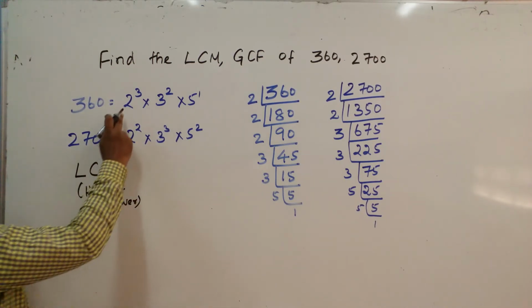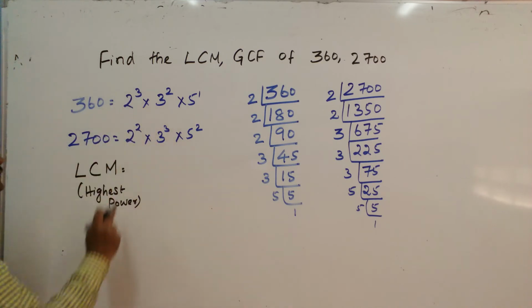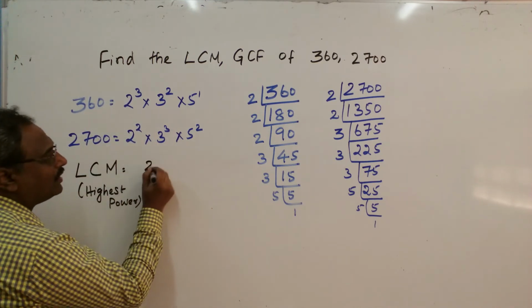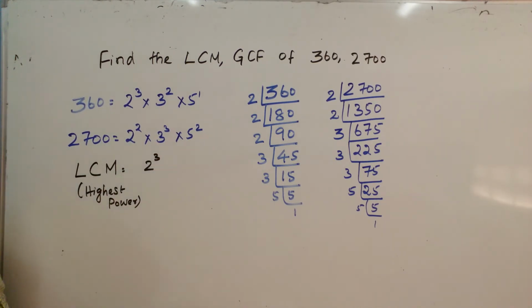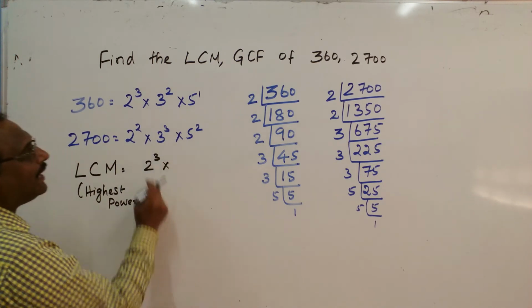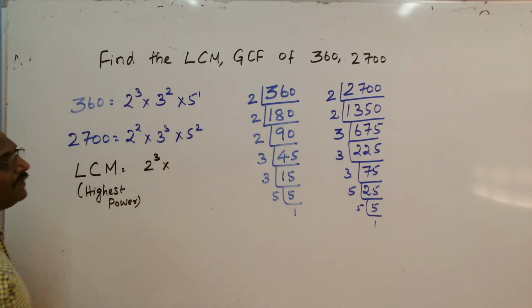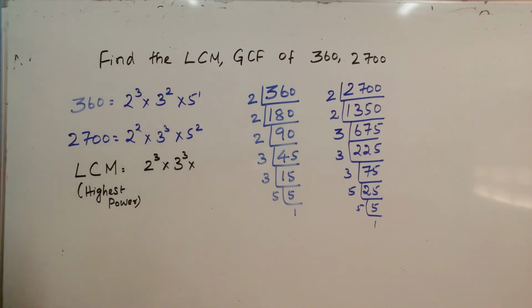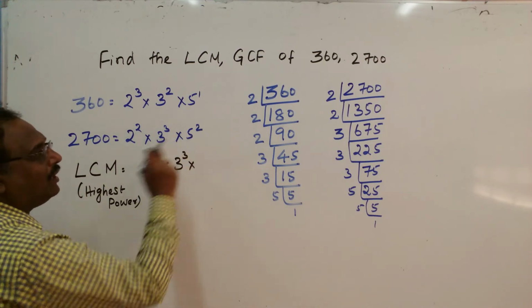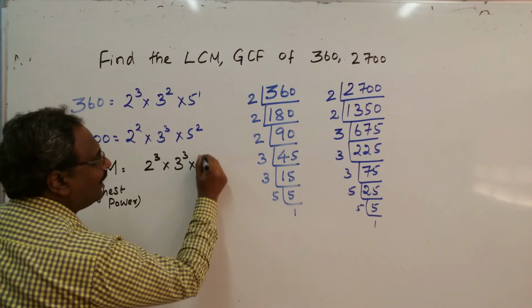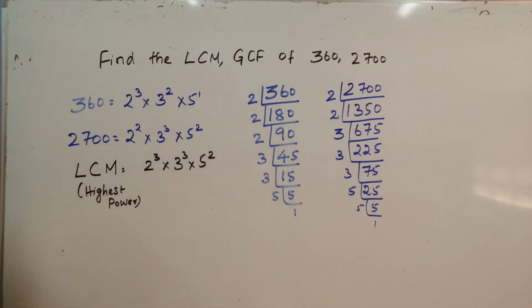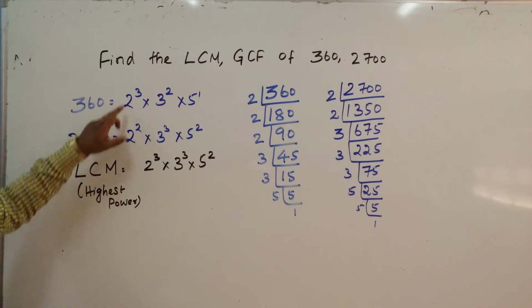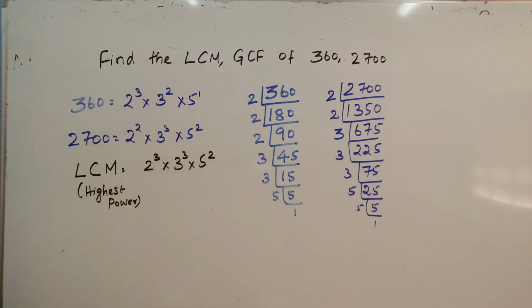What is the meaning of this? I am going to check here. I have 2 power 3. Here I have 2 power 2. What is the highest power? 2 power 3. Here I am going to check 3 power 2 and 3 power 3. So the highest power is 3 power 3. Here I have 5 power 1 and 5 power 2. So 5 power 2 is the highest power. So for LCM, we are going to take the highest power.